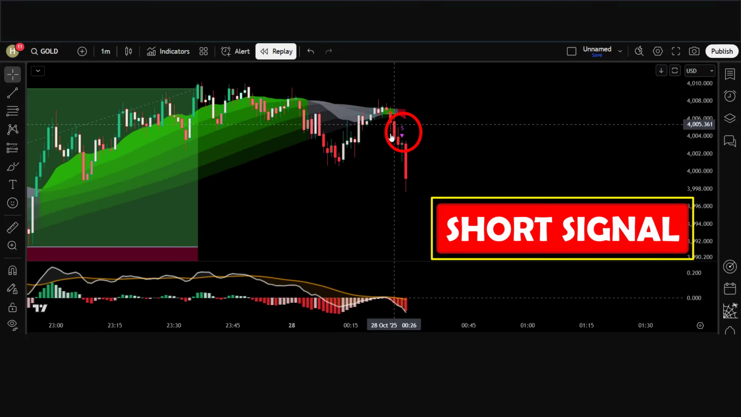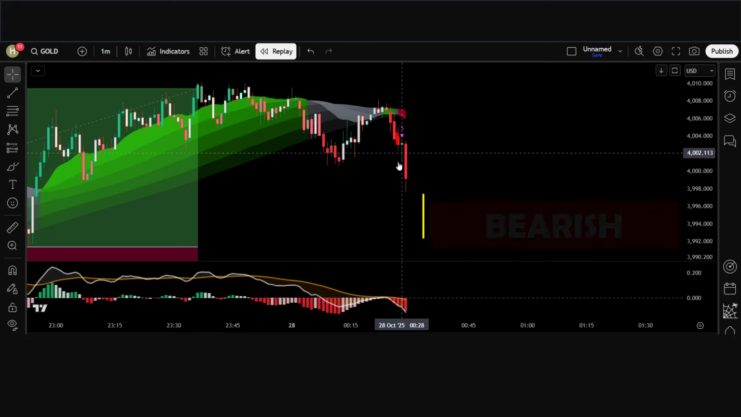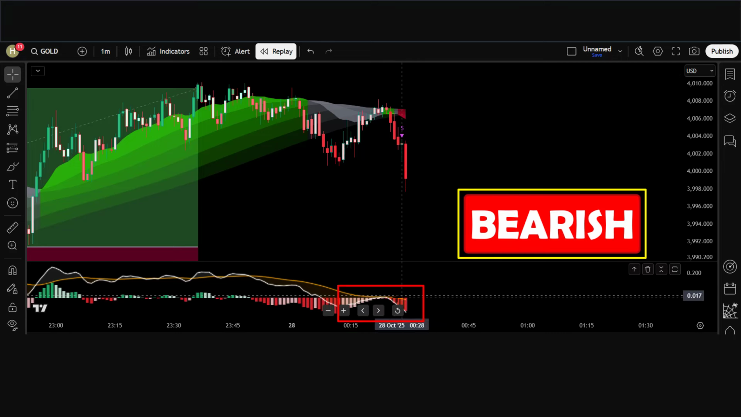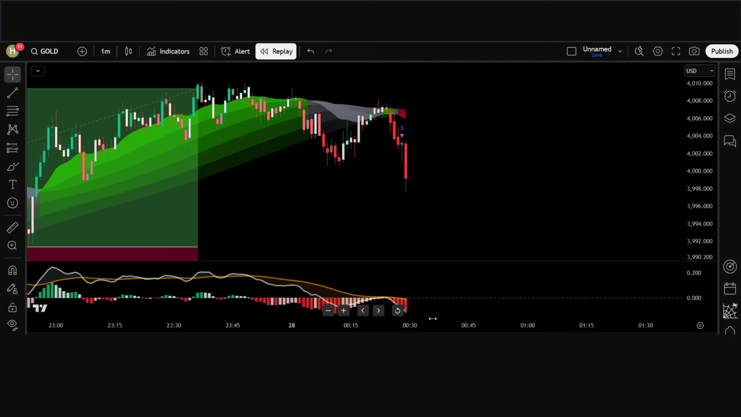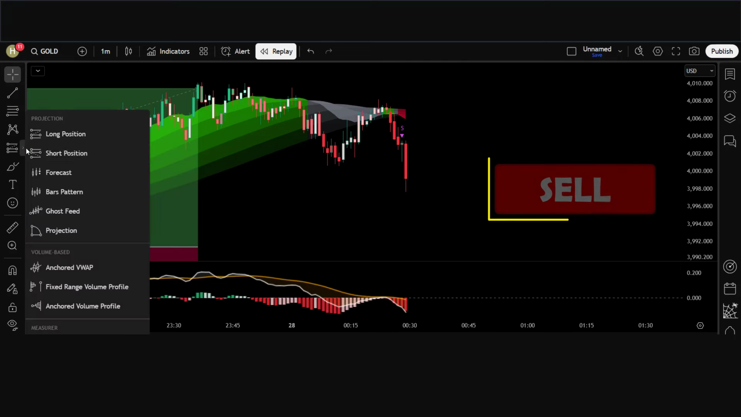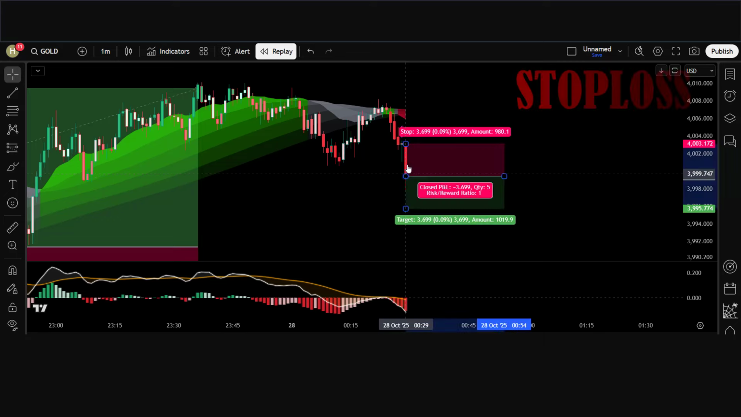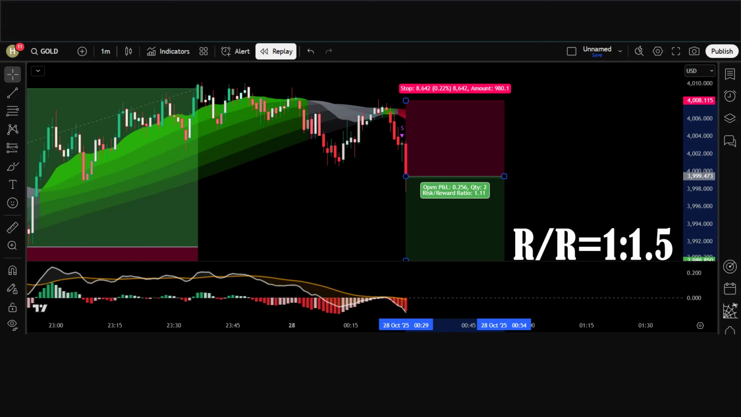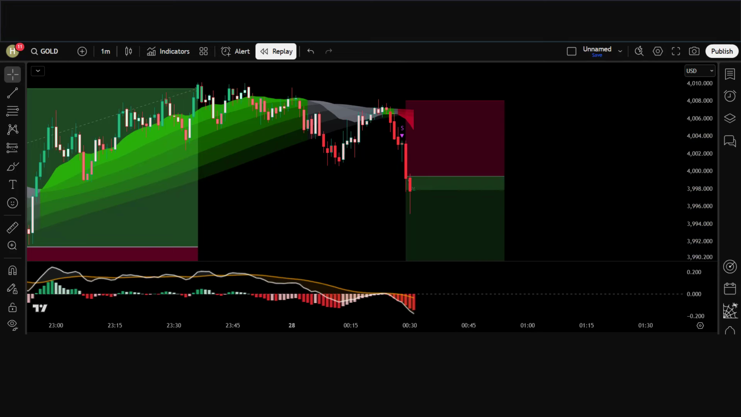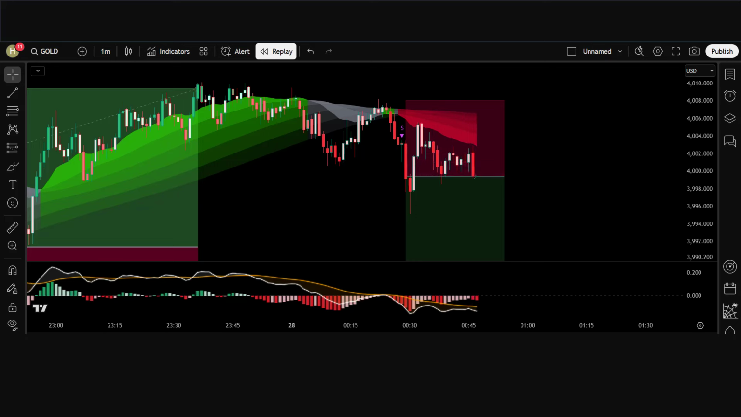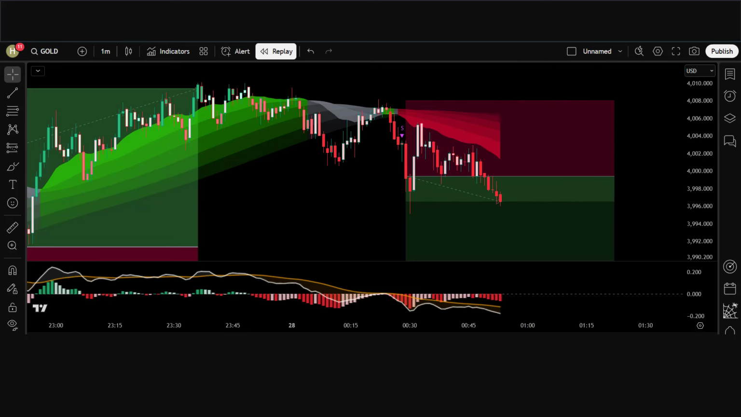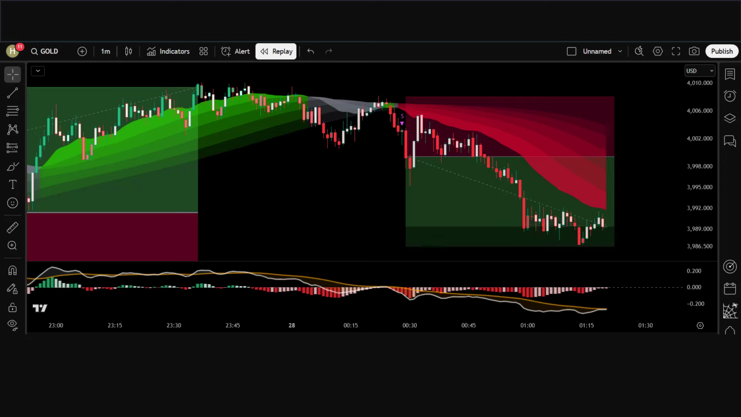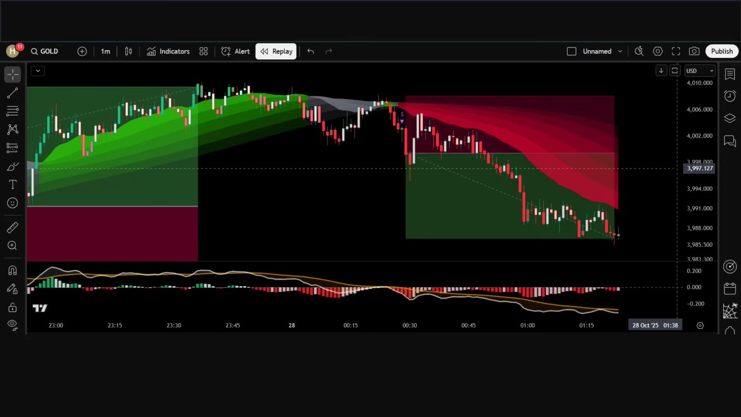When the T3 striped cloud indicator gives us a short signal, when the market has created a bearish candle, when the columns of the Momentum Ghost Machine indicator are bearish, so all these conditions are met, then we have to take a sell order. Place your stop loss at the current market's higher level, and the risk to reward ratio will be 1:1.5. Let's see what happens to our trade. We have won the trade.